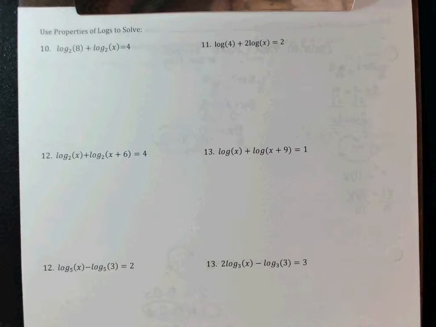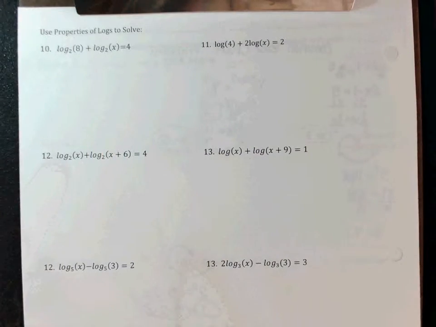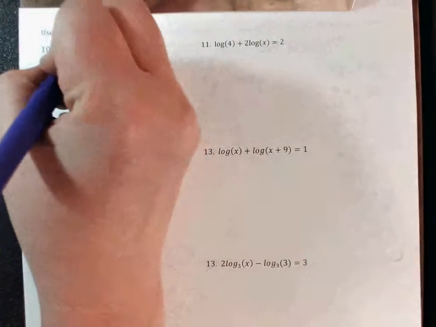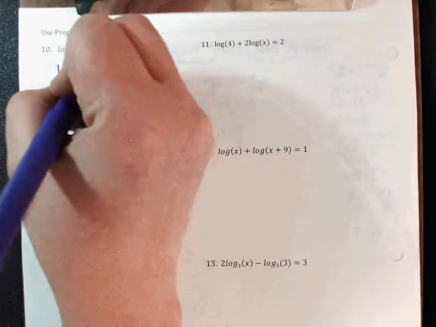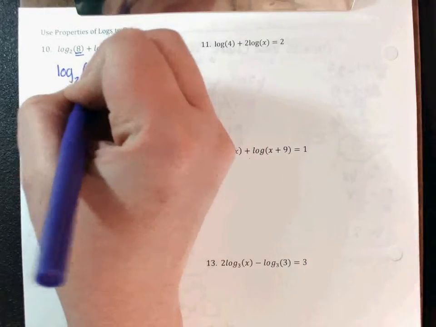You can combine the logs. If they're added, you multiply. If they're subtracted, you divide. So if I'm doing this first one, what am I going to do with 8 and x if their logs are added? Good, so I'll have log little 2 of 8x.